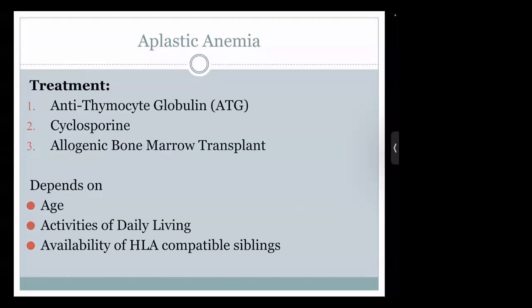Yeah, so for the treatment, there are three strategies: either anti-thymocyte globulin, cyclosporine, or allogeneic bone marrow transplant. We decide on this treatment based on the patient's age, activities of daily living, and of course the most important, the availability of HLA compatible siblings.